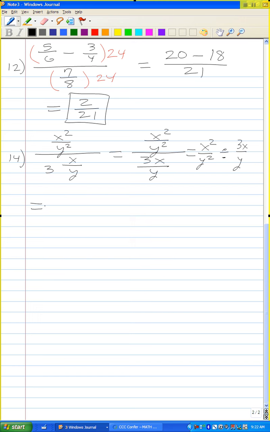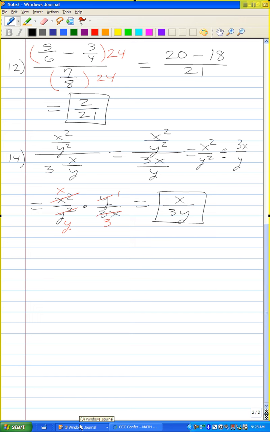And so I can rewrite division as multiplication by the reciprocal. The reciprocal is just y over 3x. y squared divided by y is y. x squared divided by x is x. 3x divided by x is 3. And so I get x over 3y. And that is your answer.